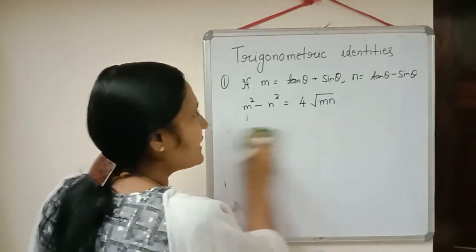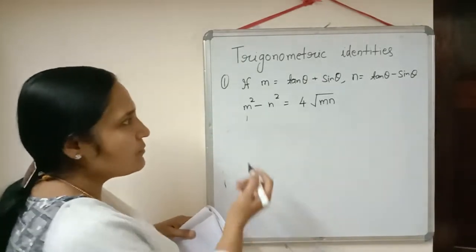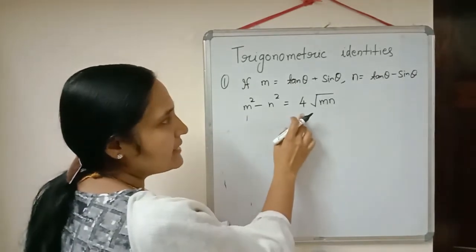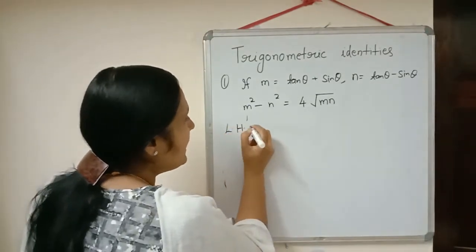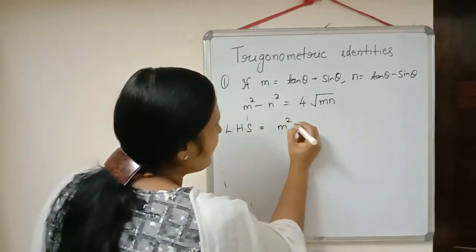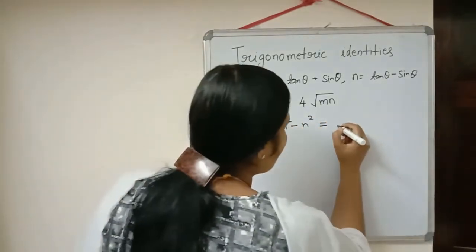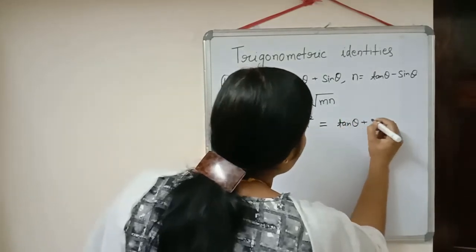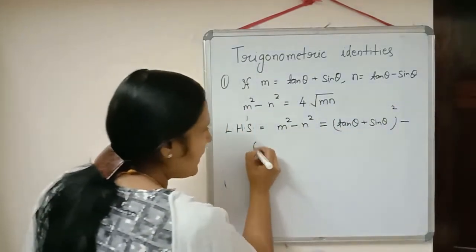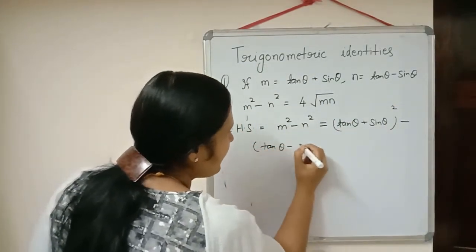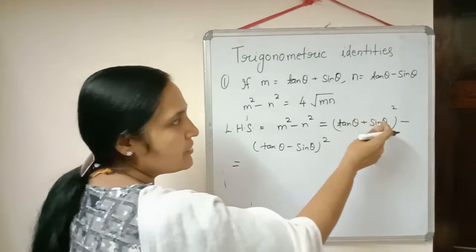So we'll take m as tan theta plus sin theta and n as tan theta minus sin theta. We have to prove m square minus n square is equal to 4 into root mn. So first we can simplify the left hand side. Left hand side is m square minus n square. Just substitute the value: in place of m we will write tan theta plus sin theta the whole square, minus, in place of n we are going to write tan theta minus sin theta the whole square. Now just expand the term using identity.